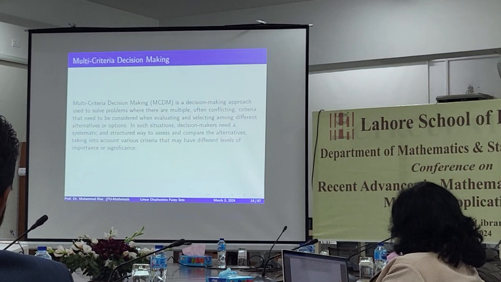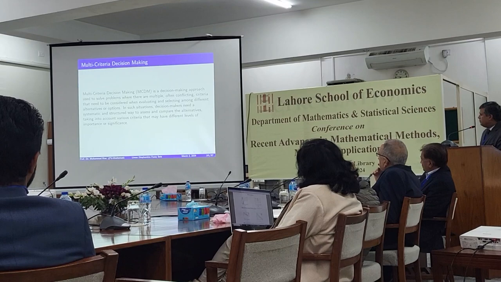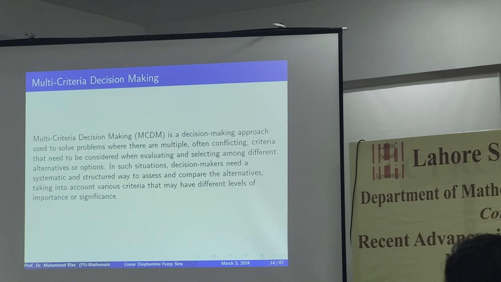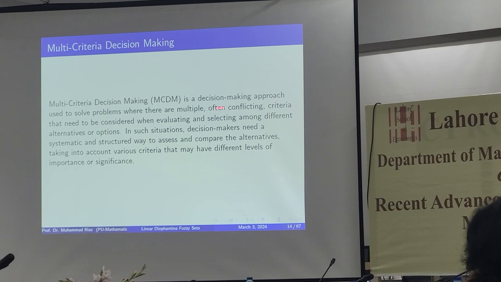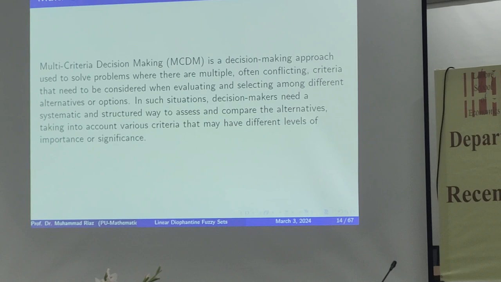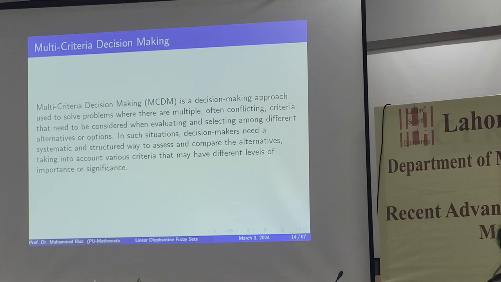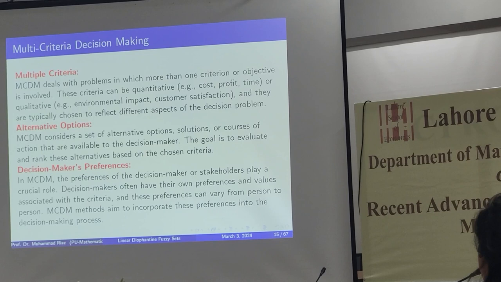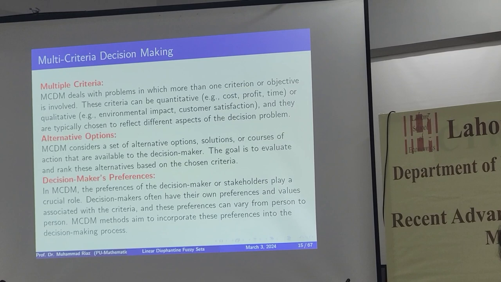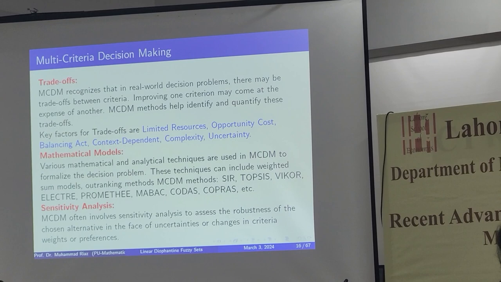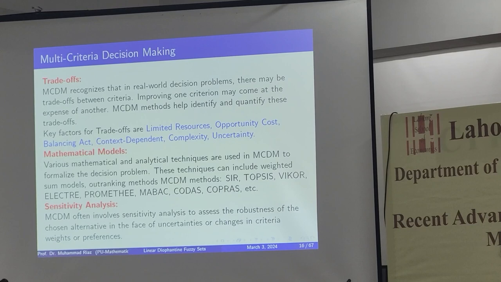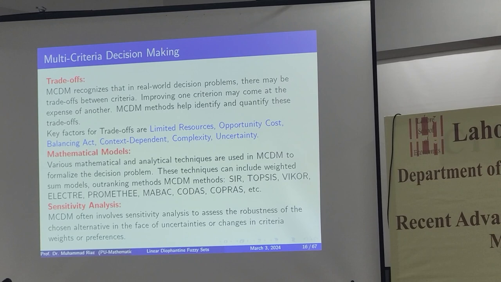So a multi-criteria decision making technique is used where we have multiple options, multiple objects, often conflicting criteria. We have to develop a ranking of objects under the assessment of decision makers. So first we have multiple criteria, multiple options, and then decision maker preferences. The next thing is trade-off. The key factors for trade-off are limited resources, opportunity cost, balance act, etc., and uncertainty.